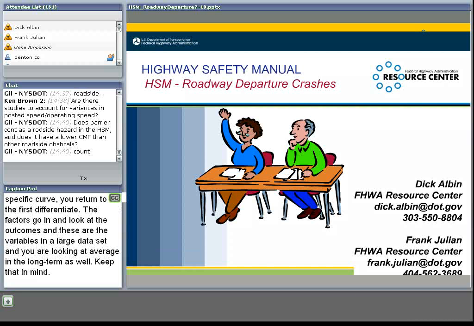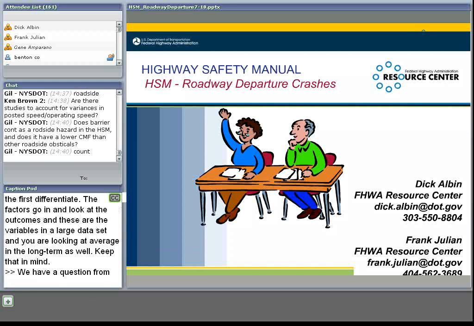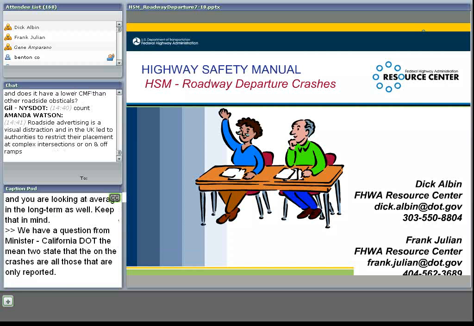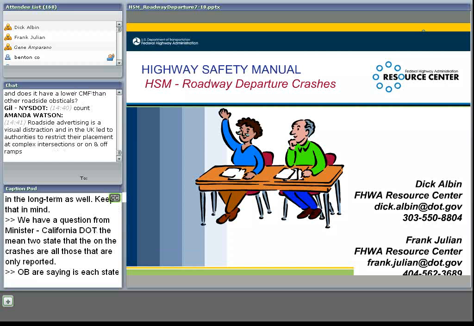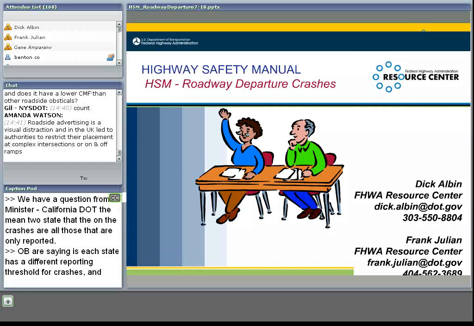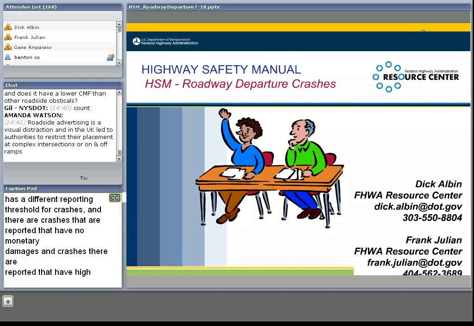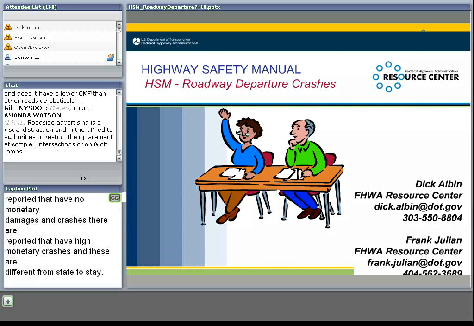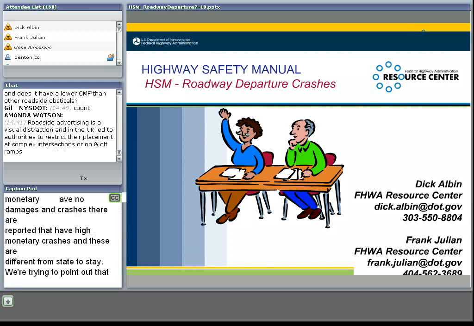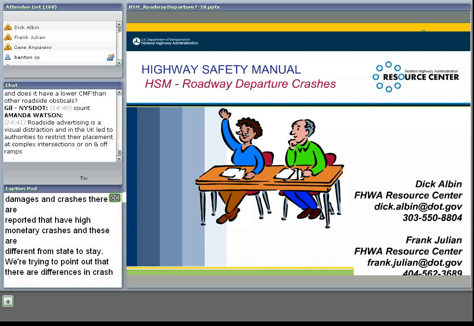We have a question from Mr. Savlin, California DOT. To better understand, do you mean to state that only crashes or collisions are those that are reported? No, I think what we're saying is that each state has a different reporting threshold for crashes. Certainly there are crashes reported that have low monetary damage, and other crashes reported that have high monetary damage, and these are just different from state to state. We're just trying to point out that there are differences in crash reporting from state to state.